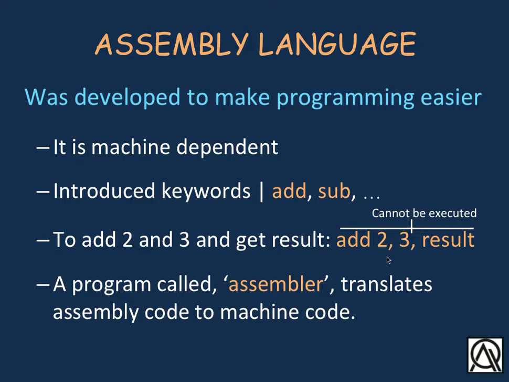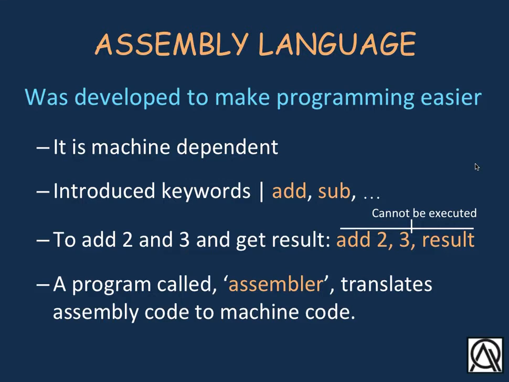We are telling the computer to add the number 2 and the number 3 and to store the result somewhere called result. So this is an instruction written in the assembly programming language. This cannot be executed because, as we said, all instructions should be written in machine code before we execute them. There is a program called an assembler that translates assembly code to machine code.